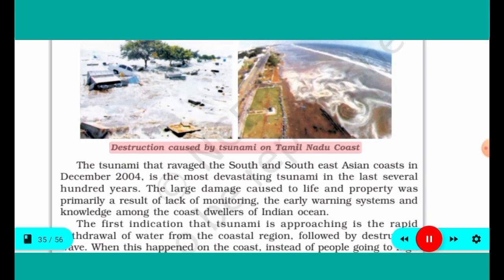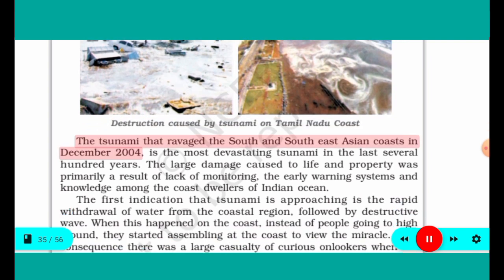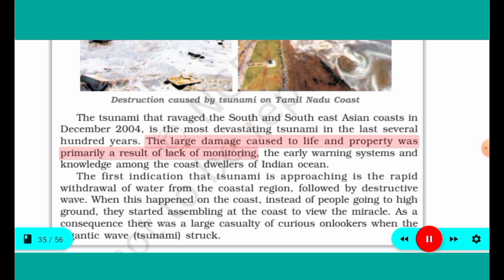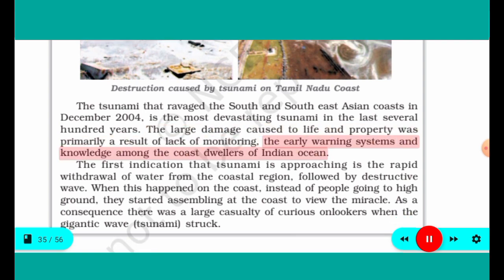Destruction caused by tsunami on Tamil Nadu coast. The tsunami that ravaged the South and Southeast Asian coasts in December 2004 is the most devastating tsunami in the last several hundred years. The large damage caused to life and property was primarily a result of lack of monitoring, the early warning systems and knowledge among the coast dwellers of the Indian Ocean.